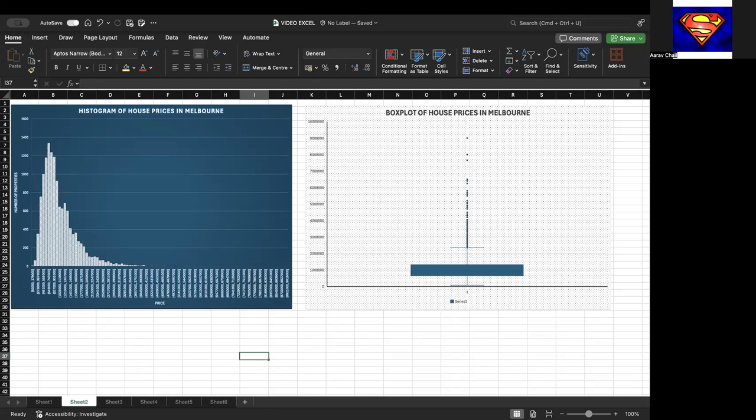To confirm this, I used a box plot. A box plot is helpful because it shows three significant things: the center of the data, the spread, and outliers. The box itself represents the middle part of the market. The line inside shows the median. Then, above the box, we can see many separate points. These are called outliers: unusually expensive homes that sit far above normal market values.